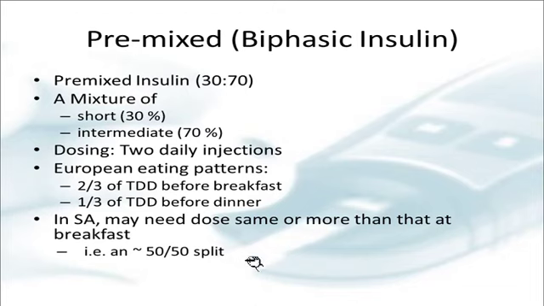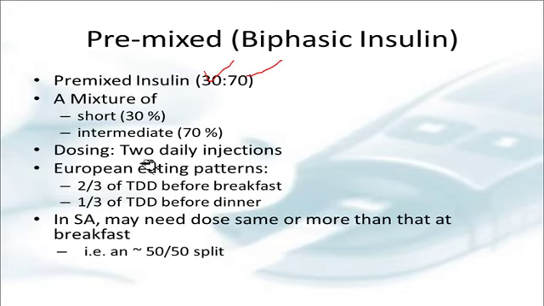Right, now premixed insulin are usually a combination of 30% short-acting and 70% intermediate-acting insulin. Premixed insulin is an alternative insulin regimen to the basal bolus insulin regimen, in that it is only twice a day. With basal bolus insulin regimen, you're looking at a minimum of 4 injections a day, right? Whereas with premixed insulin, it's only 2 injections per day.